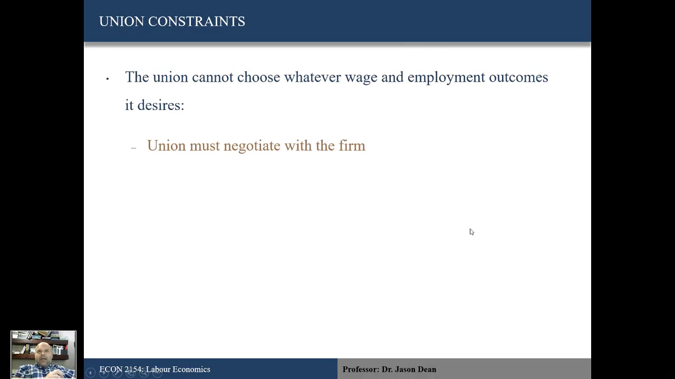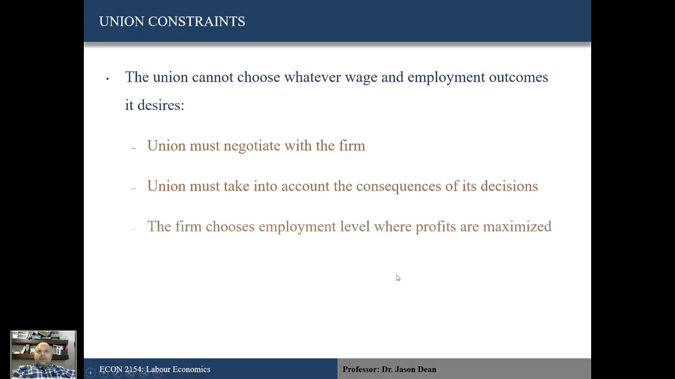So it can't just unilaterally choose a wage and then have the firm just choose its employment. It has to negotiate the wage. The union must take into account the consequence of its decisions, meaning that when it chooses the wage, the firm then is going to choose the employment. And so depending on whatever wage that is, the employment loss could be large or low. It depends on the elasticity of demand for labor.